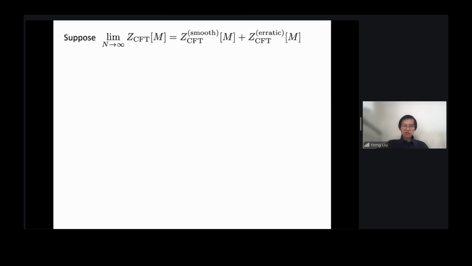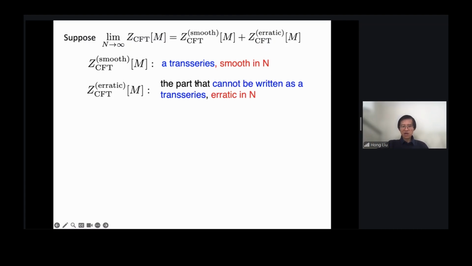Okay, so now the proposal is the following. Let's imagine we can calculate the CFT partition function in the large n limit exactly, and imagine it in general cannot be written just in terms of a trans-series. Then we can naturally write it in the following form: the first term corresponds to a trans-series in 1/n squared, which I call smooth in n. And then the rest, which cannot be written as a trans-series, we collect and call erratic in n.